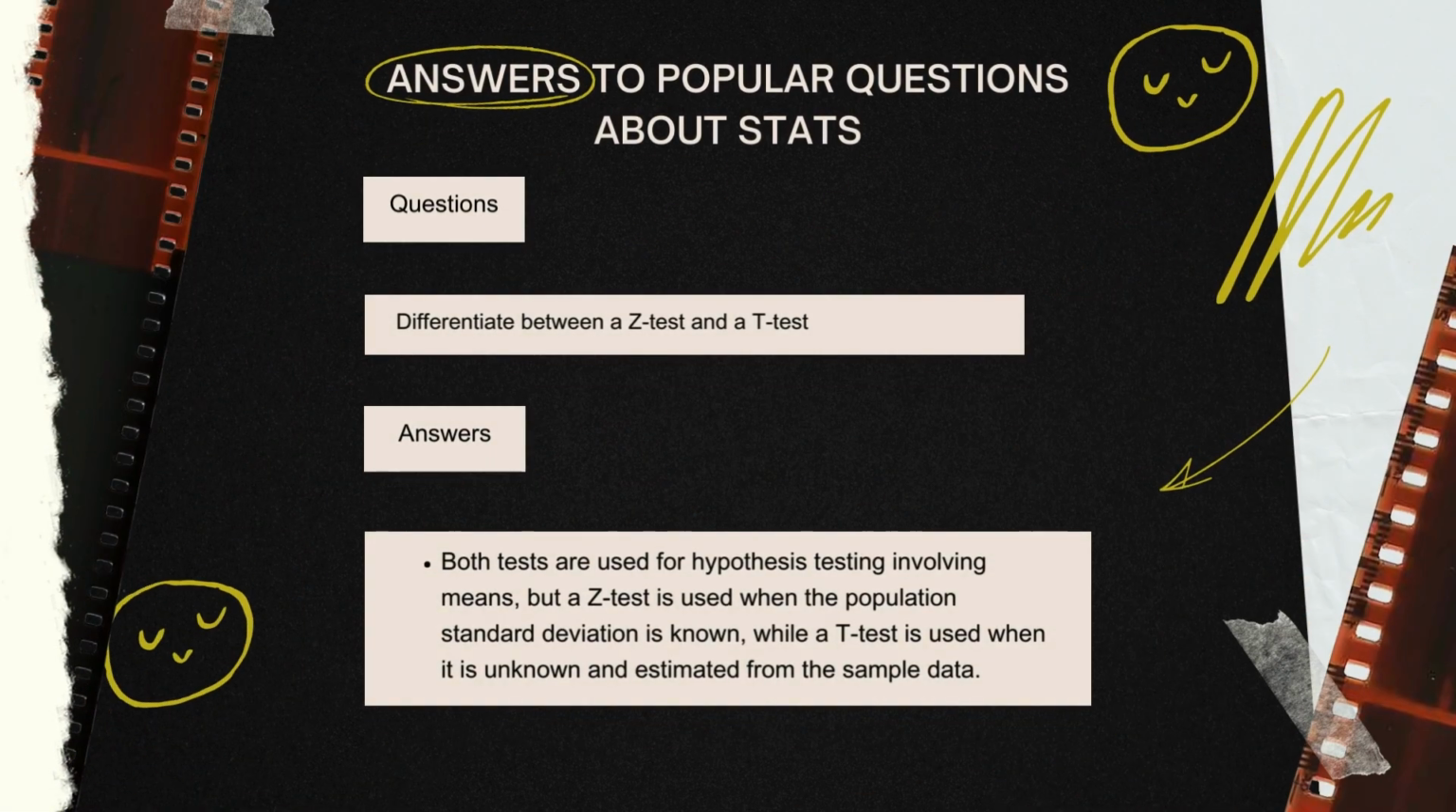Question: Differentiate between a z-test and a t-test. Answer: Both tests are used for hypothesis testing involving means, but a z-test is used when the population standard deviation is known, while a t-test is used when it is unknown and estimated from the sample data.